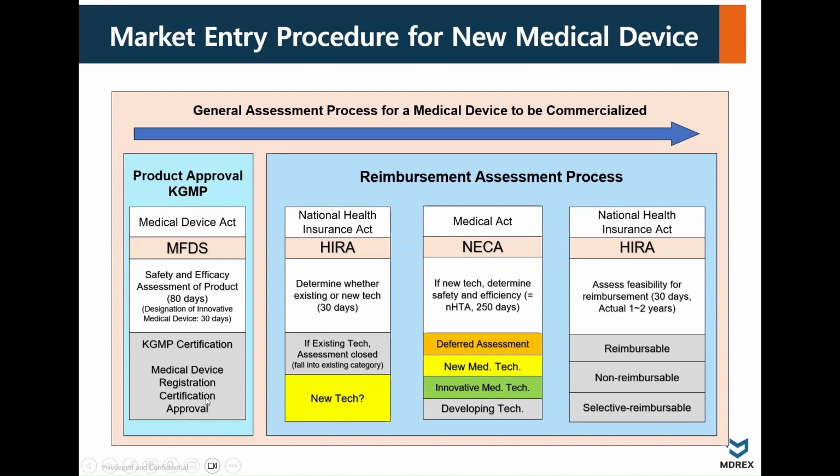When a medical device has completed the MFDS approval, the ball goes to HIRA to see whether the technology the medical device brings in is an existing one or a new one. This step is necessary because of the Korean single payer system. There is a list of reimbursement for medical devices or technologies. Based on this pre-established list of technologies, HIRA would compare the target products with the existing technology to see if the target technology should be regarded as a new one or an existing one. If it's a new one, then it will require new technology assessment by NECA.